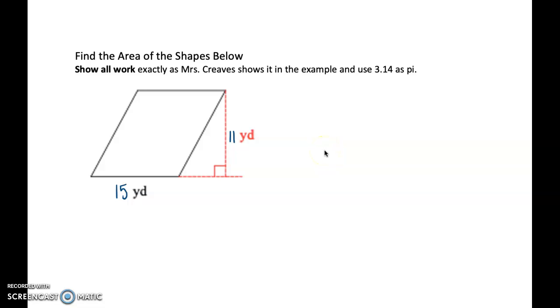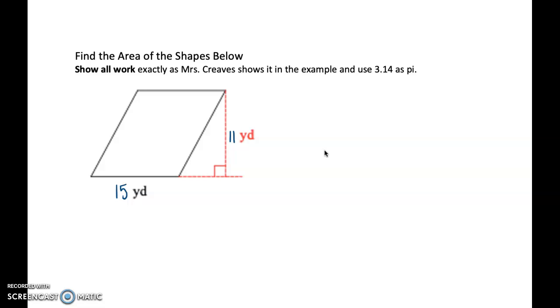Hi everybody. Okay, this is our review of geometry. I feel like we haven't been able to understand geometry in the way that I want you to before you can move on. And I also really feel like because you're remote, you're not getting the full Creeves effect of this is how you need to show your work and this is what we do.